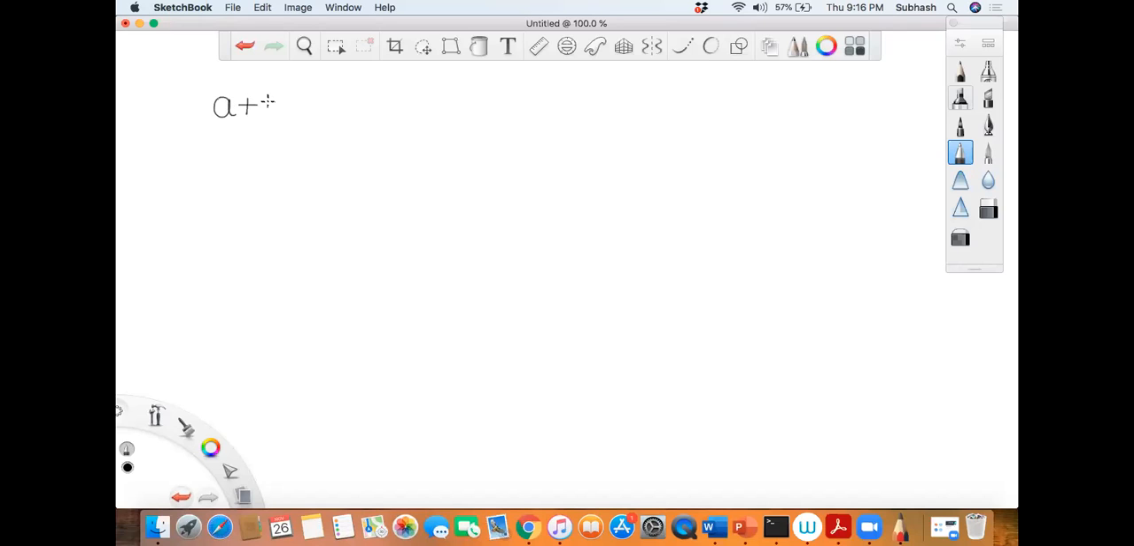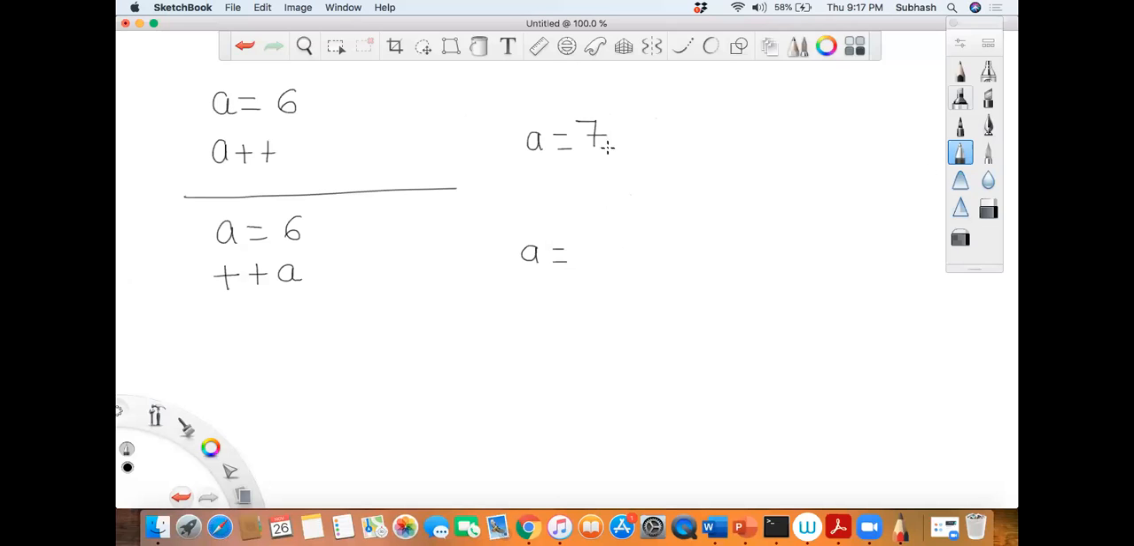When I say a value is equal to 6, and then I say a plus plus, and then a is equal to 6 and then plus plus a. Now tell me what is the value of a here and what is the value of a here? Tell me, guys. 6 6, 7 6, 6 7. There are 4 combinations, tell all the possible combinations. The answer is 7 and 7.